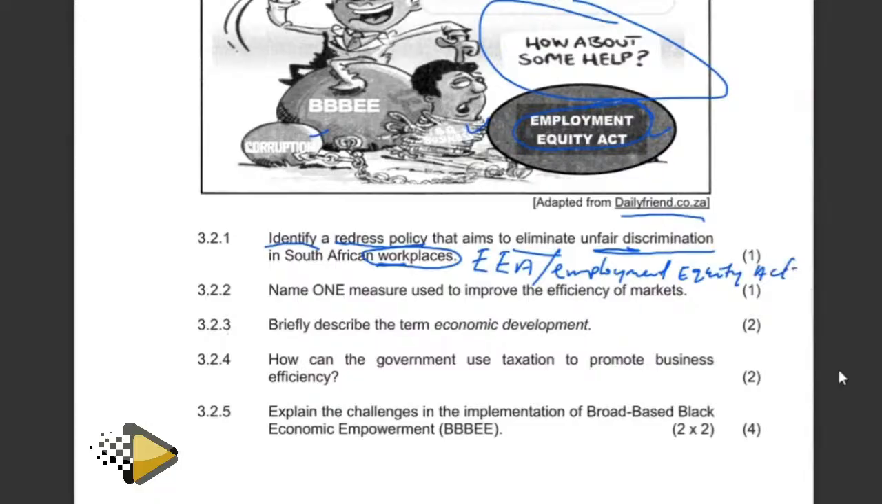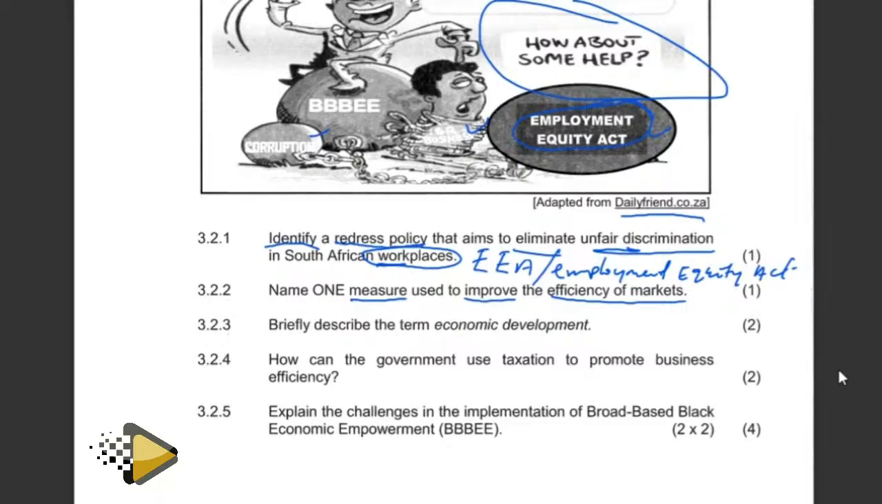Okay, right. So now moving on to the next question, we have 3.2.2. Name one measure used to promote the efficiency of the market. So now, grade 12s, what do we mean by the efficiency of the market? And then as well, we have to check the measure that we can put into account, as well as how to enhance or improve the efficiency of the market.